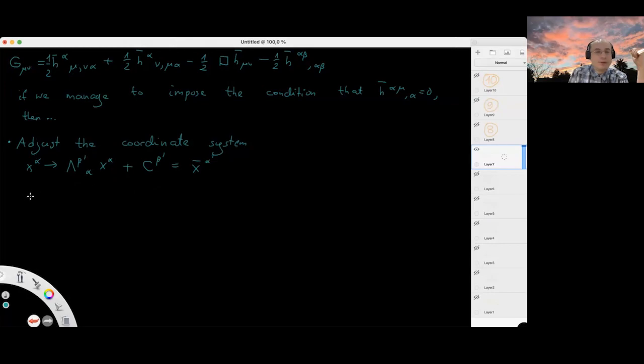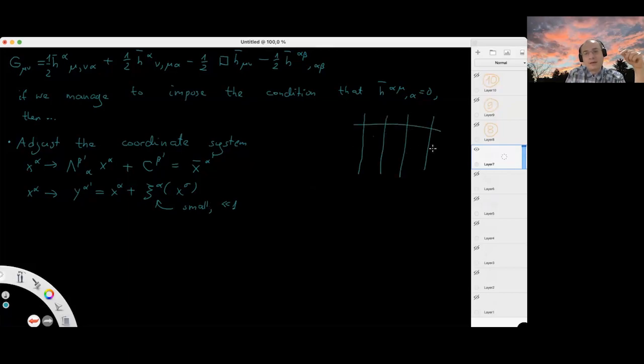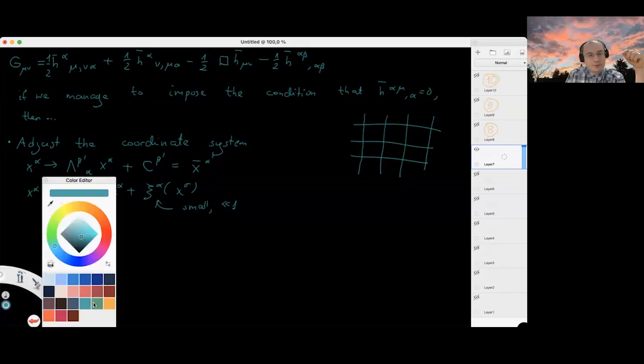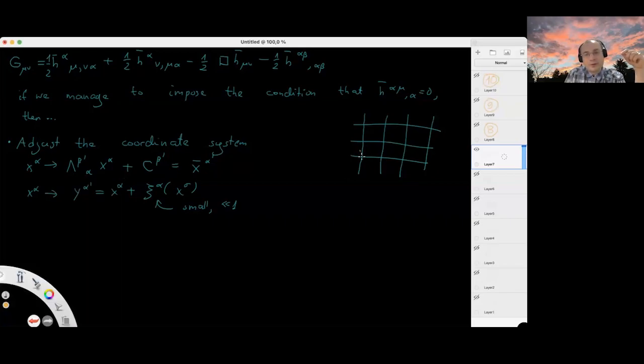There's another one. Namely, we can fix a vector field, a small vector field, let's call it ξ^α, and define our new coordinate system, y^α', to be x^α plus ξ^α(x^σ). And we assume that this is very small. It should be of the order of h. So this is a kind of tiny adjustment of the coordinate system. We got the coordinate system in which the metric is almost flat, but we fix a vector field ξ at every point, a kind of tiny vectors here and there.